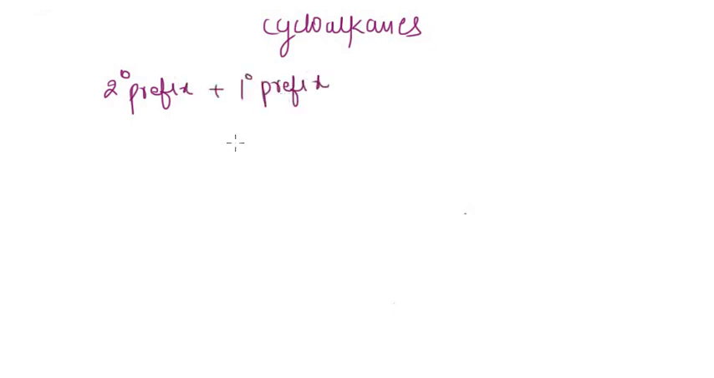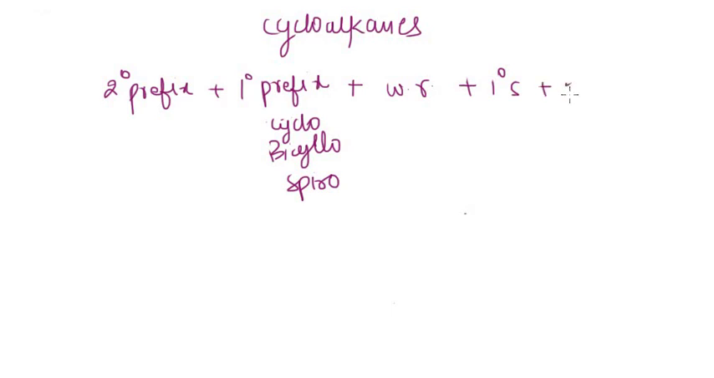In the 1 degree prefix we have seen words like cyclo, bicyclo, spiro. These namings we have seen in the 2 degree prefix and the remaining parts in the previous tutorials of IUPAC naming. So here it is word root, then 1 degree suffix, then 2 degree suffix. So here the main thing is the 1 degree prefix.